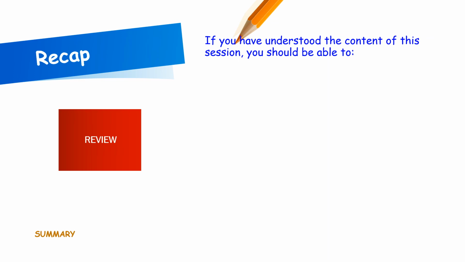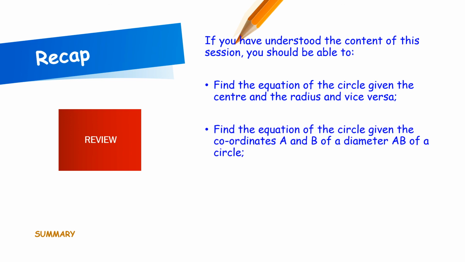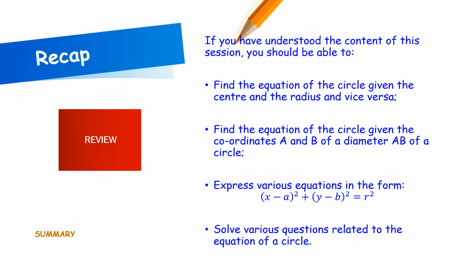This brings us to the end of this session. If you have understood its contents, you should be able to find the equation of the circle given the centre and the radius and vice versa. Find the equation of the circle given the coordinates A and B of a diameter AB of a circle. Express various equations in the form (x minus a) all squared plus (y minus b) all squared equals r squared, and solve various questions related to the equation of a circle.